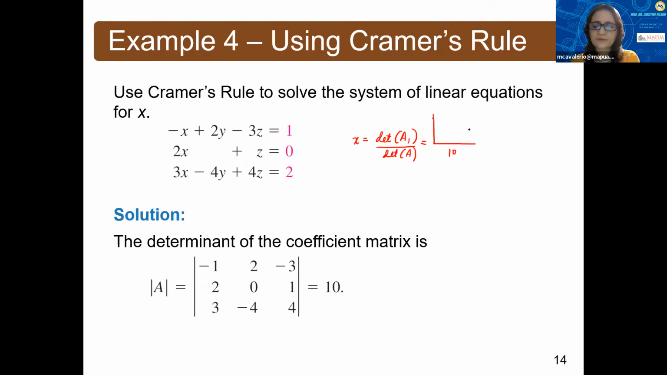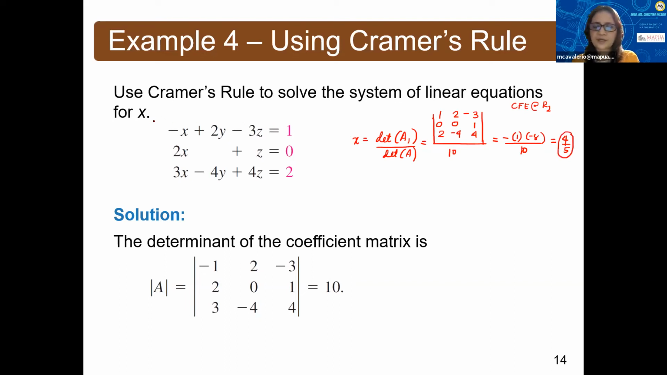So we will have the matrix wherein we replace the entries for column 1 by 1, 0, 2. So we will have here 1, 0, 2, and then simply copy all the coefficients of y and z. So we will have here 2, 0, negative 4, and then negative 3, positive 1, and positive 4. Now notice that in our row 2, we have 2 zeros. So we can perform our cofactor expansion along row 2. Since we have 2 zeros there, we will have 4/5. So x is equivalent to 4/5.